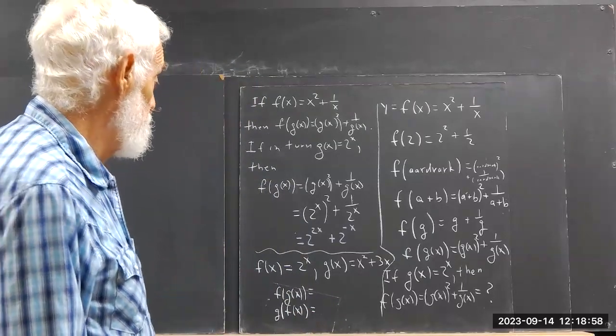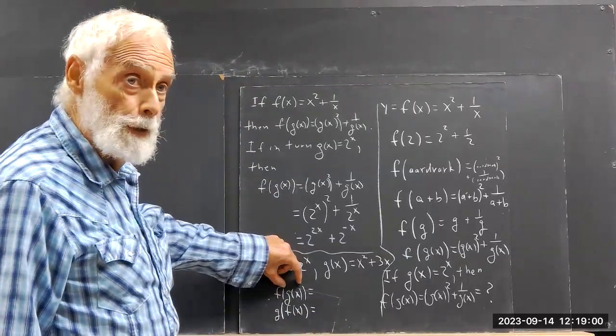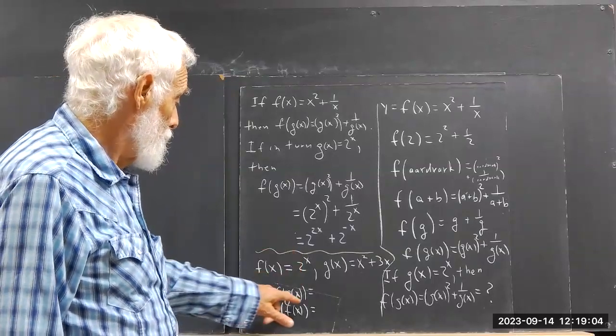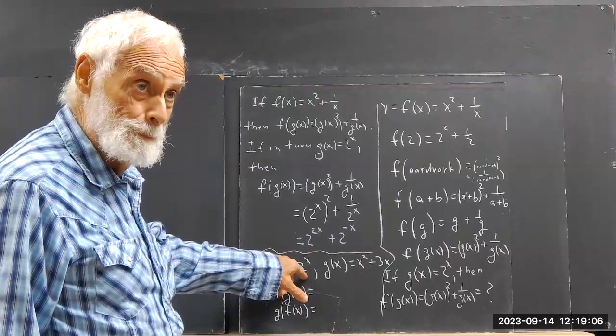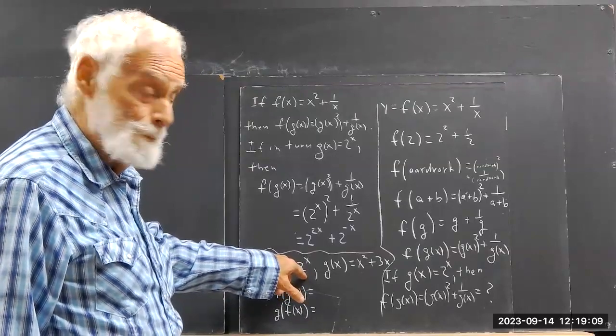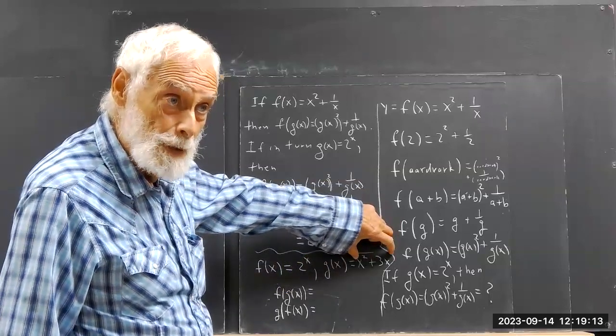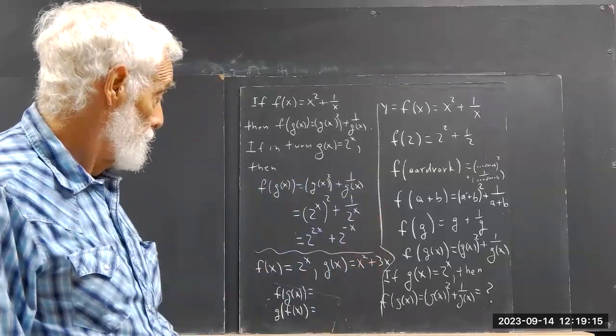Start by just treating g of x like you would a number or a single symbol, and plug it into the f of x function. Okay. And then you just replace that in the second step with what g of x is.